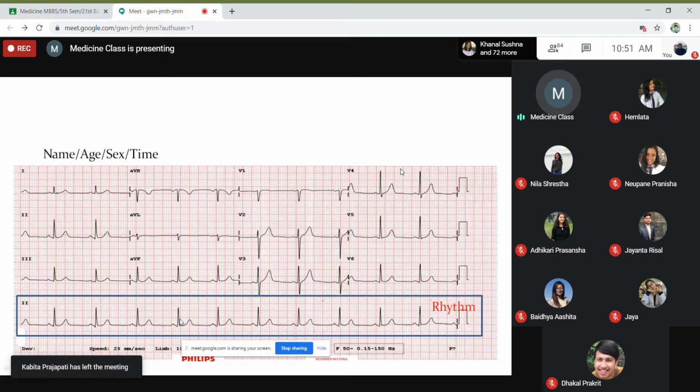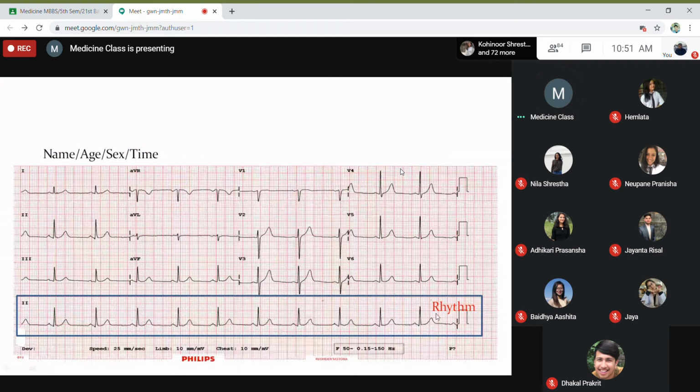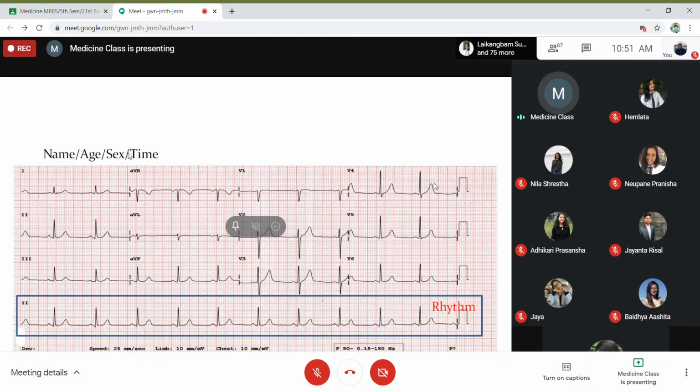In some ECG machines there will be a long lead like this. Like in this, there's a long lead of 2, which we also call a rhythm strip. We also have to look at the name and the time, and time is very important because ECG is a recording of a dynamic process. You may not have anything now, but after 6 hours, there may be a drastic change in the ECG. So time is very important to note.